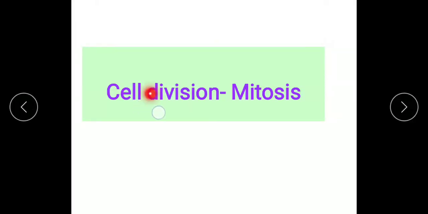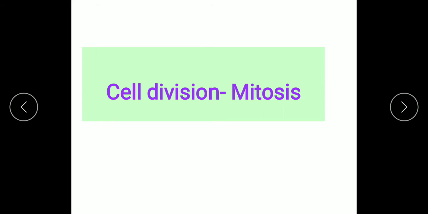Good morning to all. Today we are going to discuss cell division, mitosis. As we already studied in the previous class, organisms are classified into two types, namely eukaryotic and prokaryotic, or unicellular and multicellular organisms. Multicellular organisms are derived from unicellular organisms. The unicellular organisms undergo cell division to form a number of cells and produce a multicellular organism.